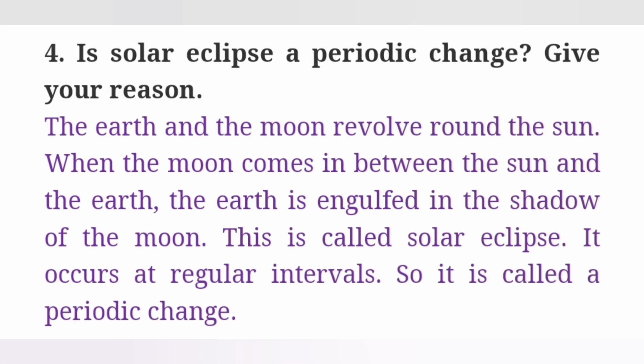Fourth question, is solar eclipse a periodic change? Give your reason. The earth and the moon revolve around the sun. When the moon comes in between the sun and the earth, the earth is engulfed in the shadow of the moon. This is called solar eclipse. It occurs at regular intervals, so it is called a periodic change.